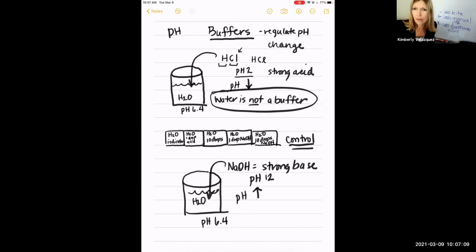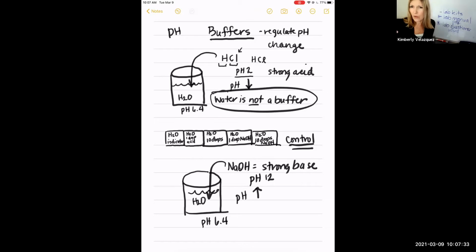Like if you just do the buffers, well, it changed a little bit. I don't know if that is good. Was the buffer doing its job? The only way you know if the buffer is doing its job in controlling the pH is if you compare it to something not a buffer. And that's what water is in this experiment. Water is the control that you'll compare your buffers to.